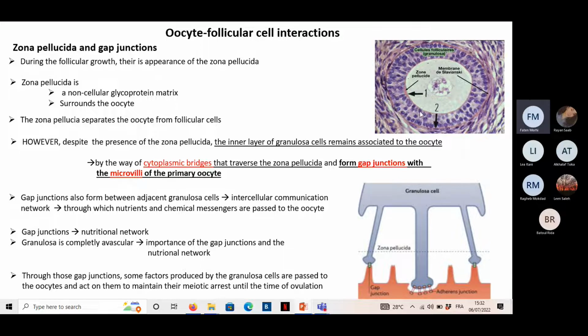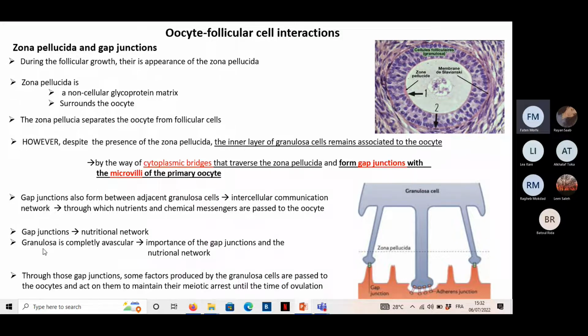Okay, so the granulosa cells also secrete factors, and due to those secretions and to those connections through the gap junctions, those granulosa cells will maintain the arrest in meiosis 1 of the oocyte. So we also have gap junctions that form between adjacent granulosa cells, and those gap junctions will allow the exchange of nutrients and factors between the granulosa cells and will form an intercellular communication network.